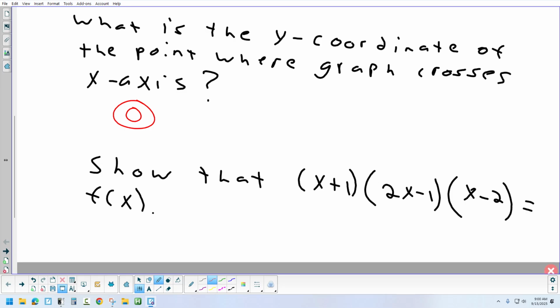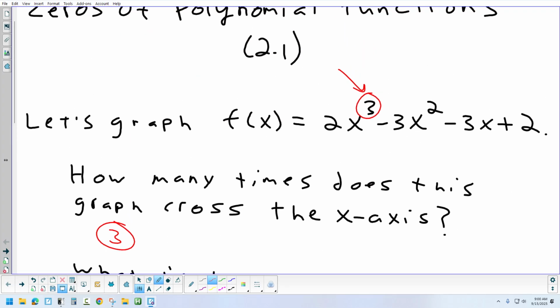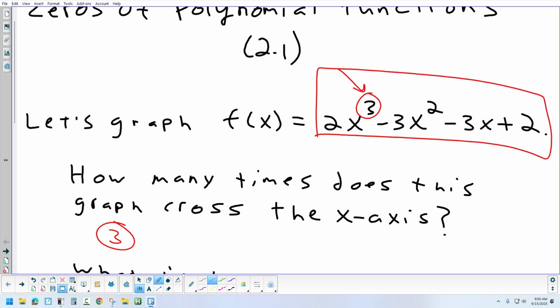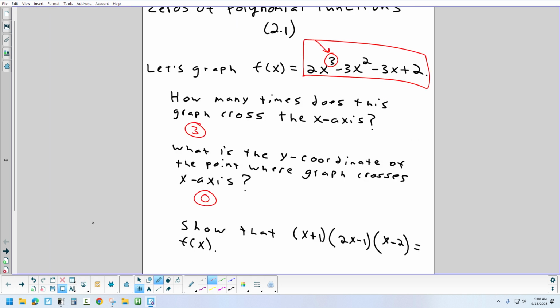So I want to show that this graph right here, x plus 1 times 2x minus 1 times x minus 2, is exactly the same as this. How could I show that those 2 things are exactly the same? Lens, how could I show that they are the same? Would you plug in a 0 on both of the equations?